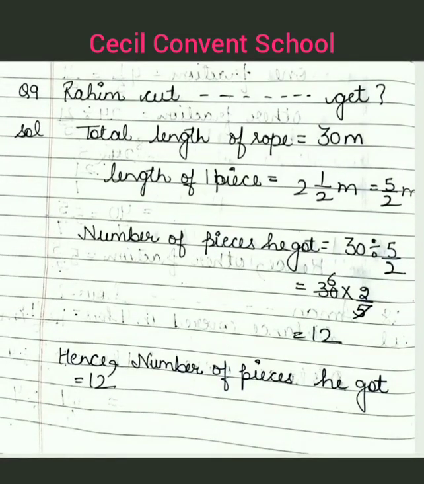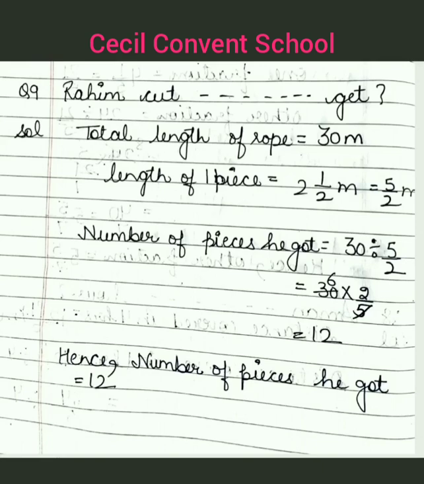Then we write, how many pieces of rope did he get. So we write, number of pieces he got is equal to, and we always divide because we are finding the number of pieces. So 30 divided by 5 by 2. Again, the divide sign will be converted into a multiply sign, and 5 by 2 will interchange their position. Answer will be 2 by 5.